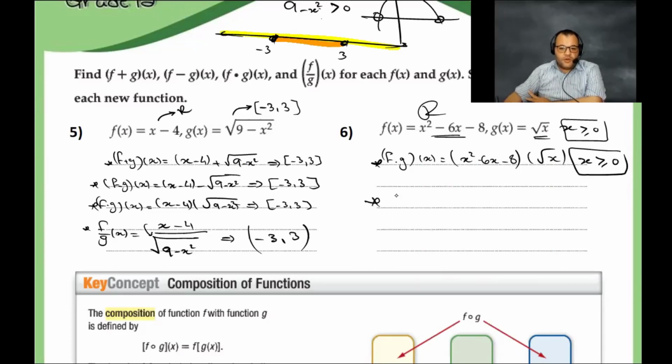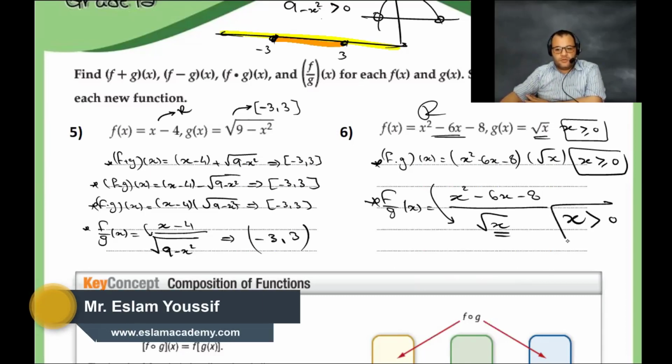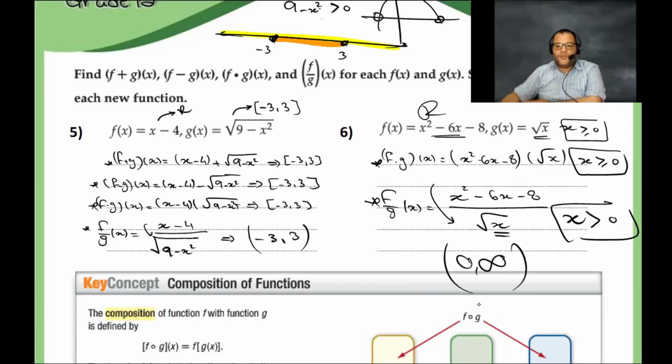Now for the division, we need to find f over g of x. It will be x to the power 2 minus 6x minus 8 over the square root of x. That's all. And now we have a domain. We have a square root, and the expression under the square root is at the denominator. So the expression under the square root must be greater than 0, not greater than or equal. The domain is 0 to positive infinity, both of them open.